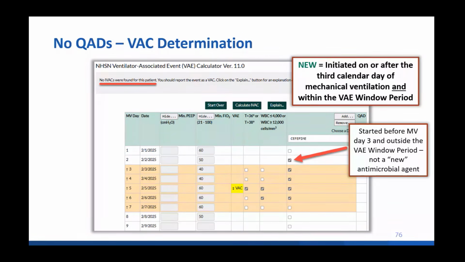In this example, IVAC is not met as there are no QADs. Recall that in order for an antimicrobial agent to be considered new, it must be initiated on or after the third calendar day of mechanical ventilation and within the VAE window period. In this example, cefepime was initiated on mechanical ventilation day 2 and prior to the VAE window period, so it is not considered a new antimicrobial agent. Therefore, this event would remain a VAC.